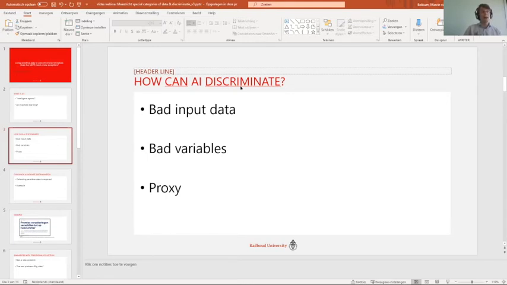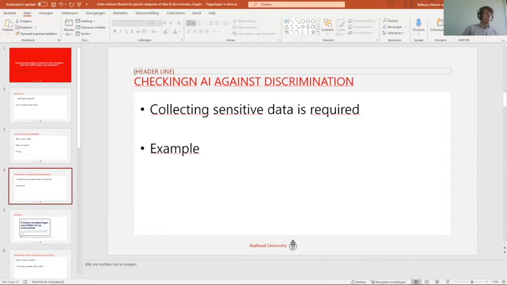It can also be that bad variables were chosen that lead to discrimination. For example, you take someone's age into account, or someone's nationality directly, and it can also happen by proxy. So checking an AI against discrimination requires using sensitive data. If I want to know whether my AI system discriminates against a certain ethnicity, then I need to know the ethnicity of the people who are allegedly discriminated against.